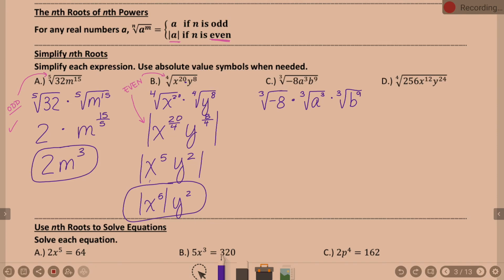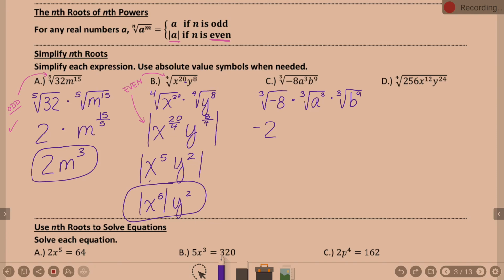Okay. Cube root of negative 8. Okay, what's the cube root of 8? 2. Cube root of 8 is 2. What's the cube root of negative 8? Negative 2, because 3 negatives are going to multiply to be a negative. So this is negative 2.